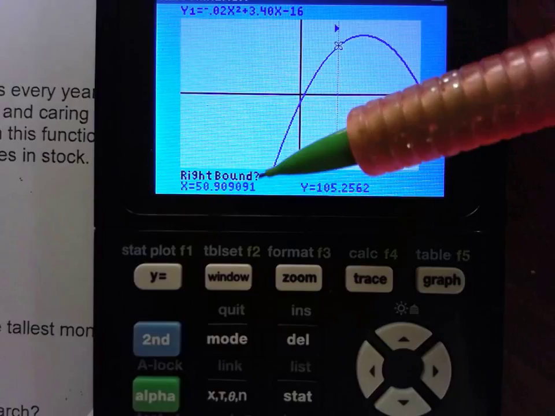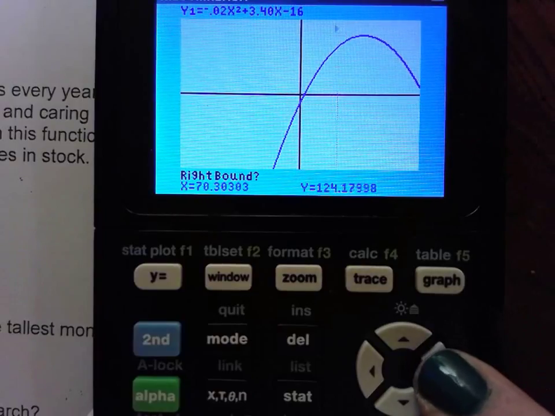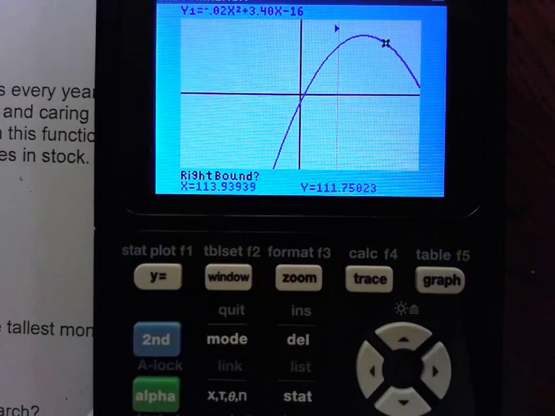And then your calculator is going to say right bound. So that means you need to arrow over and put your cursor somewhere to the right of where you think the vertex is going to be. Okay, just to the right of it.